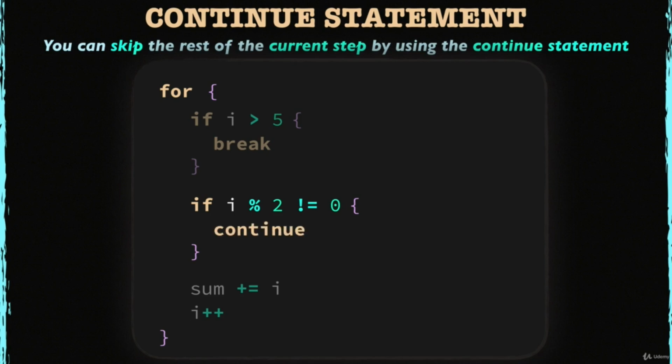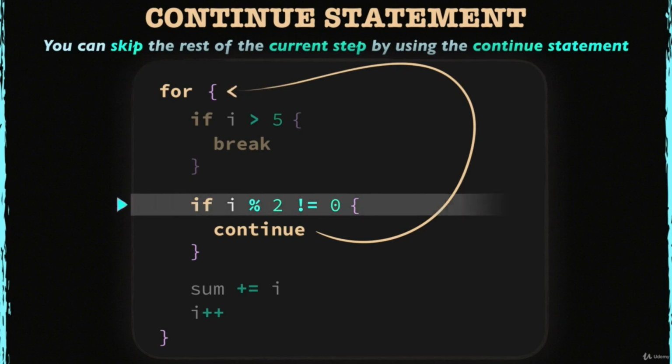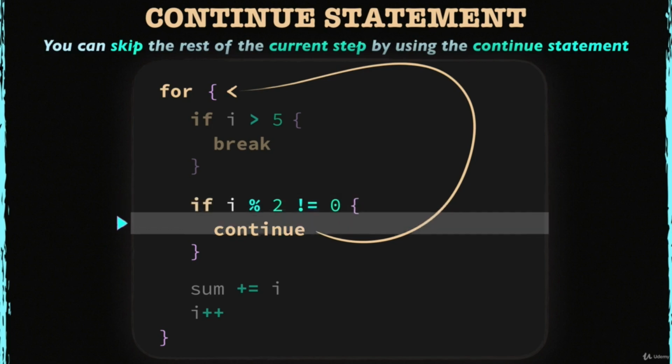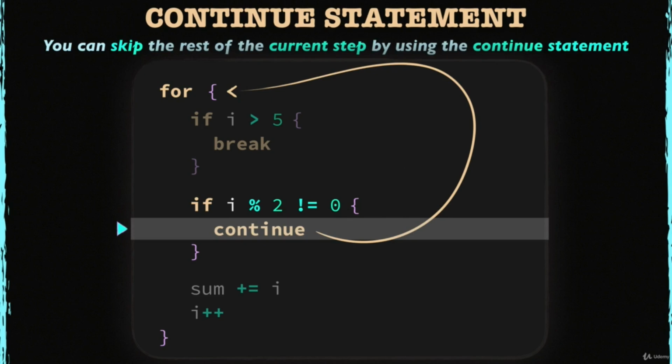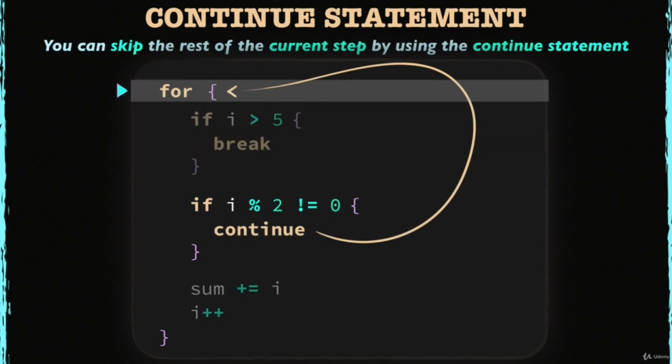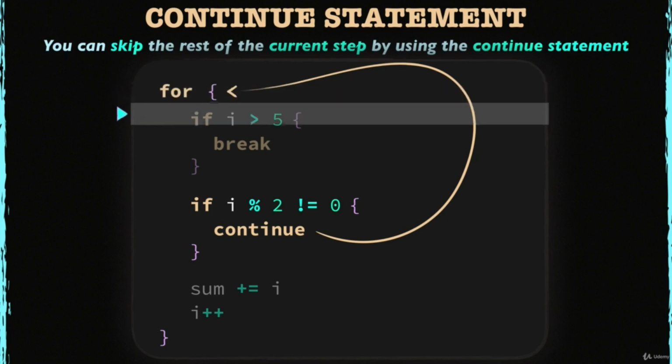What the statement does is that it skips the rest of the code after it. And it goes back to the beginning of the for loop. And that's all about it. Let me show you. Let's say that the program is on this line, okay? If the I variable isn't an even number, then it will run the continue. And when it does that, it will go back to the beginning of the loop, like this. And from there, it will run the next statement, and so on.